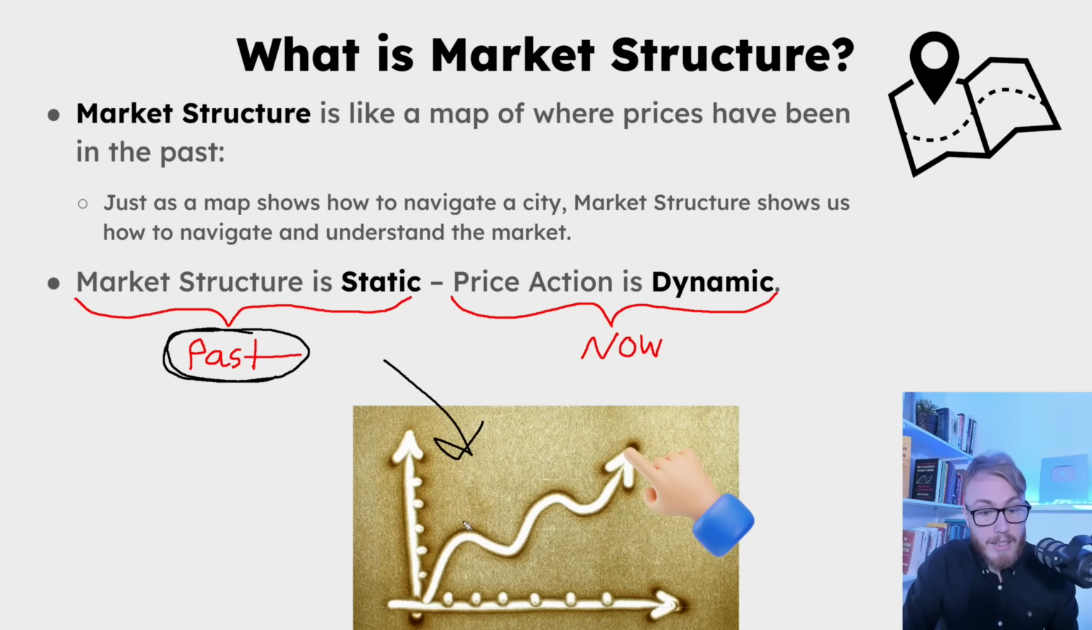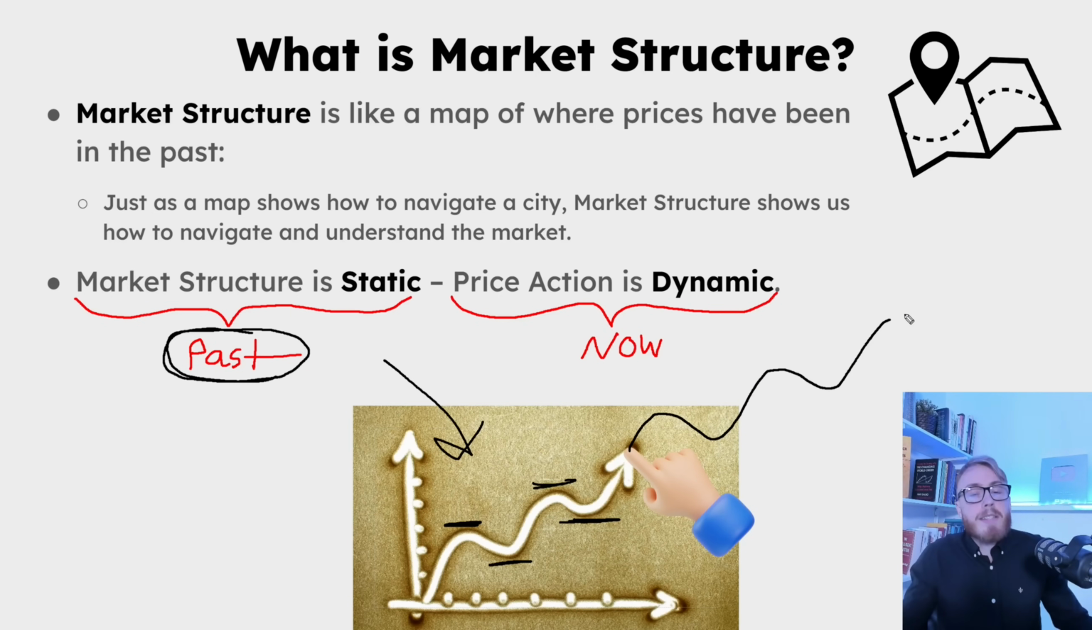So for example, if you take a look at this sand image right here, you can see that we have a high, we have a higher high, we have a low, we have a higher low. So isn't it reasonable to expect that the hand will move perhaps something like this in the future. This is basically what we do with market structure. We look at how the price has moved in the past to predict how the price might move in the future.